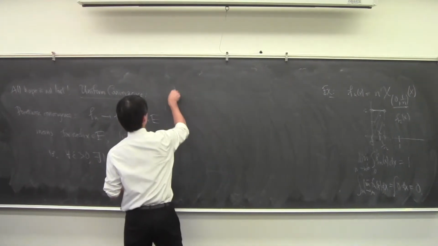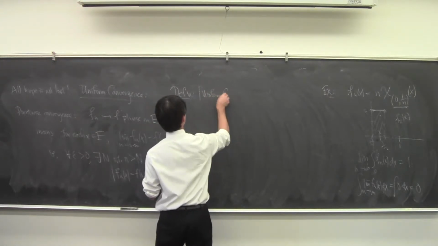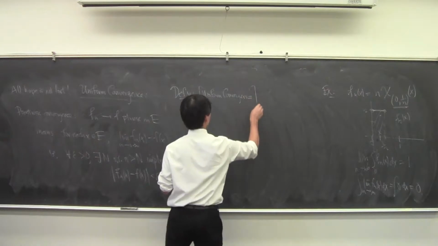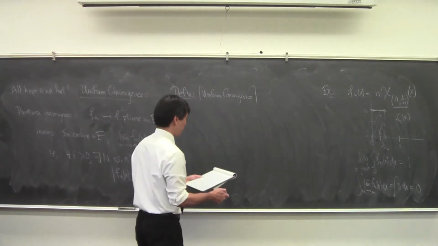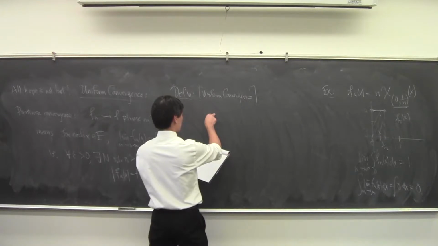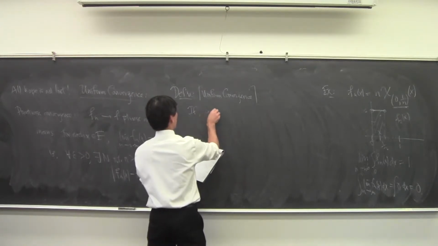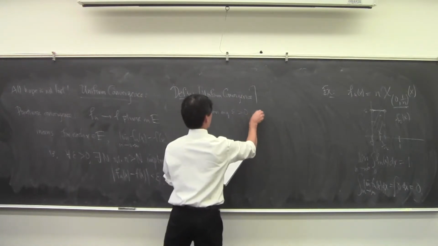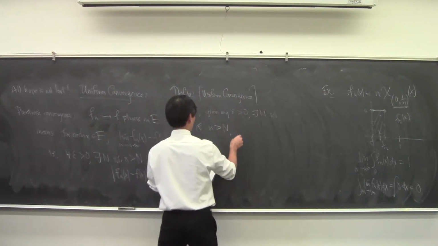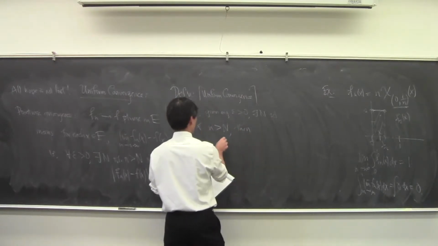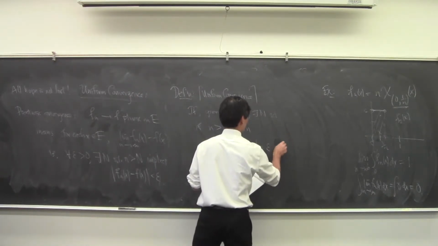We introduce another kind of convergence called uniform convergence. And this is really the whole reason why we're doing this chapter: to understand this kind of convergence. We define it like this. If given any epsilon greater than 0, there exists an N such that if n is bigger than N, then the distance between f_n(x) and f(x) is smaller than epsilon for all x in E.